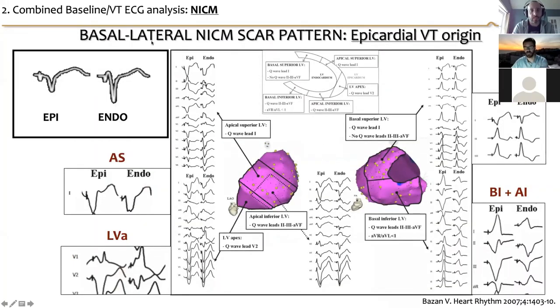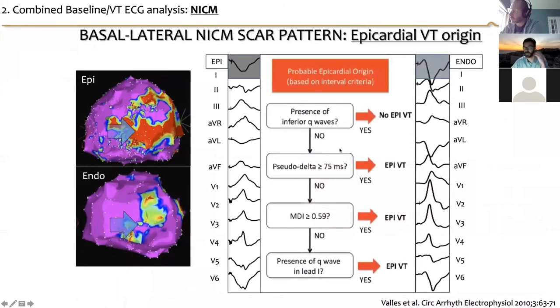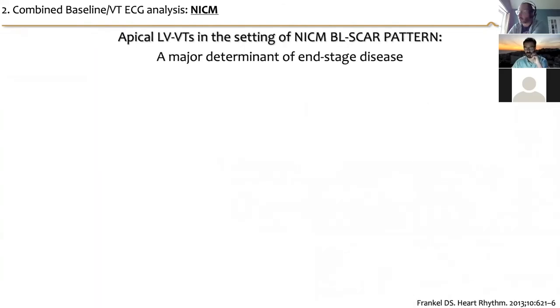Of course, this basal superior, basal lateral left ventricular region in the setting of non-ischemic cardiomyopathy is the perfect scenario for morphological criteria, the most valuable of which is the identification of a pure Q wave in lead one, that will probably even give you the confirmation of an epicardial origin in this particular left ventricular region. Of course, you have to take a look at the whole EKG to make sure that the QRS complex you are analyzing actually comes from this particular left ventricular region. And you also get the potential of putting this criteria along with other modified interval criteria into a very highly sensitive and specific algorithm to have a sense of an epicardial origin for VTs.